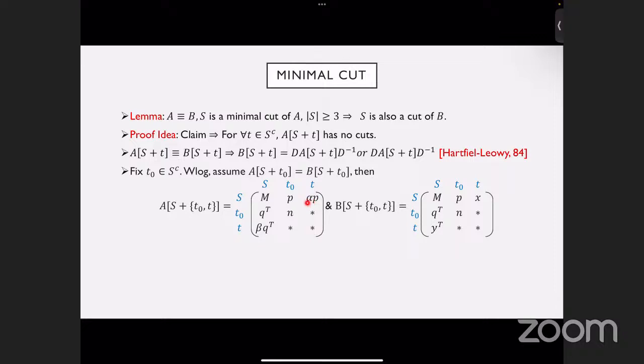Since S is a cut, this column vector should be some multiple of P, and similarly this entry should be a multiple of this Q transpose, and this structure is the same from our assumption. And now we will argue how X and Y transpose will look.